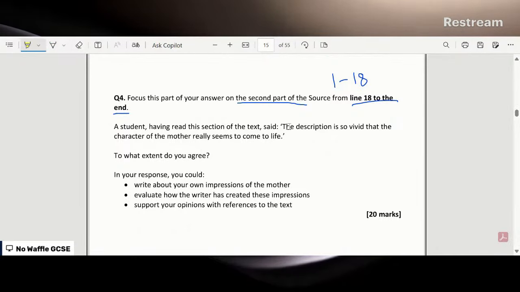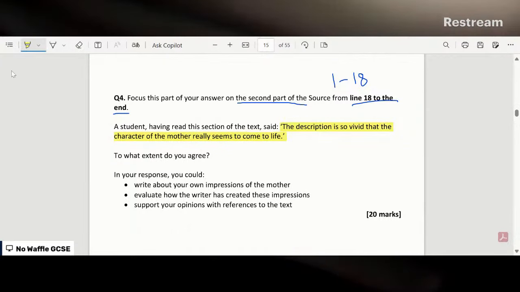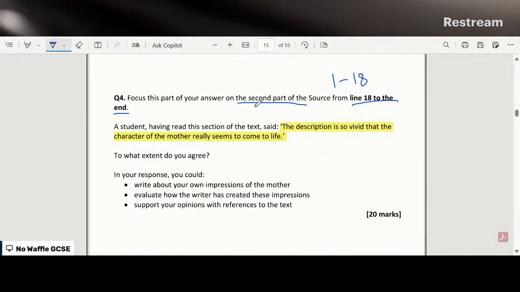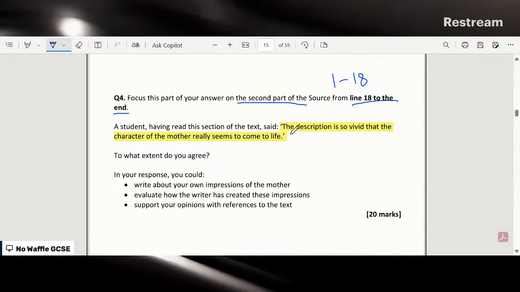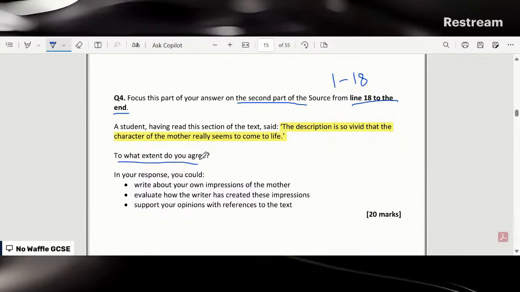Now you've got the statement. A student having read this section said, the description is so vivid that the character of the mother really seems to come to life. So they'll give you a statement which could be anything, and then you've got to answer, to what extent do you agree?